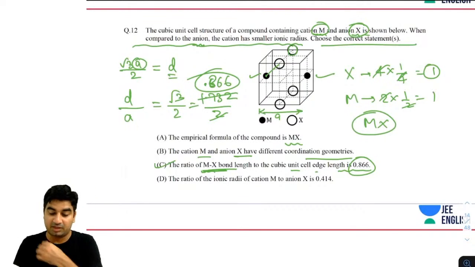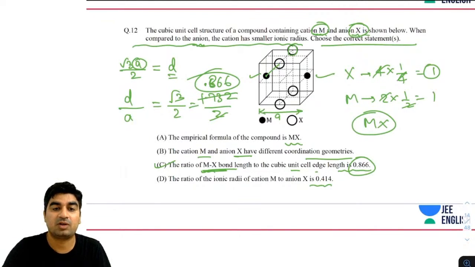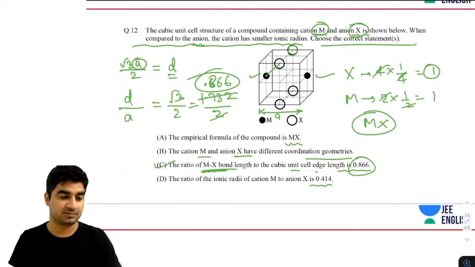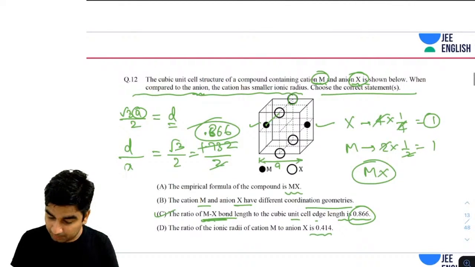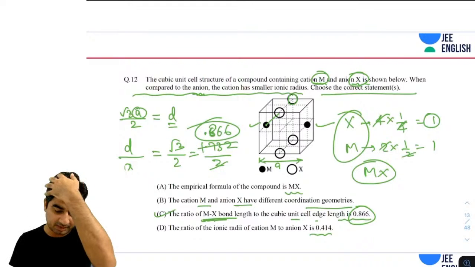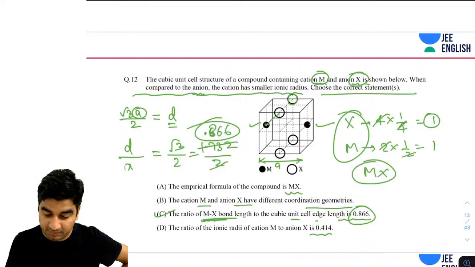The ratio of ionic radii of cation to anion is... And how will you comment about it, guys? How will you comment about the ionic radii? In this case, can you tell me what will be the ratio of ionic radii here? Guys, this is the compound of MX type, right? These are present at the face center and these are present at the edge centers.